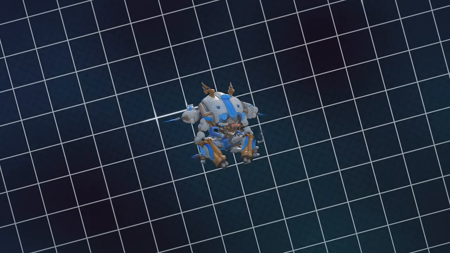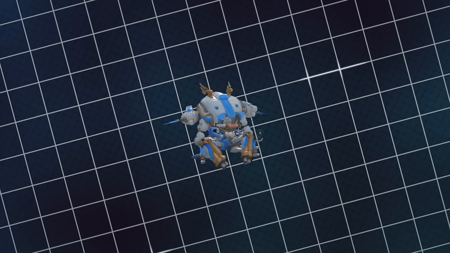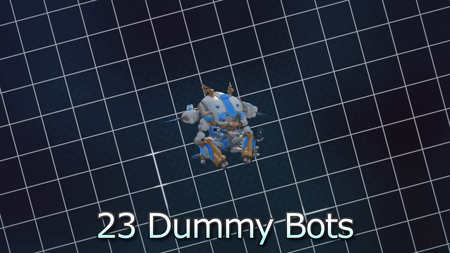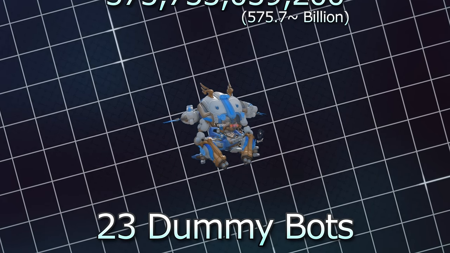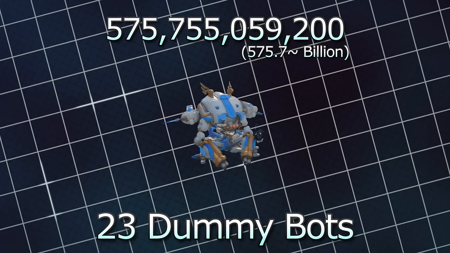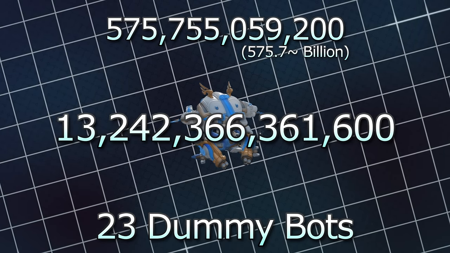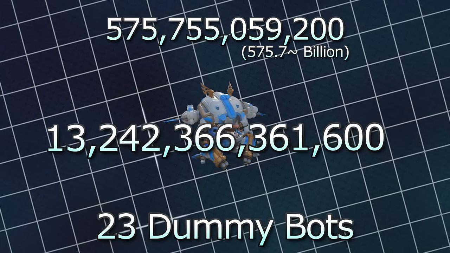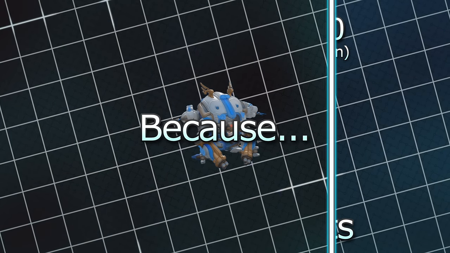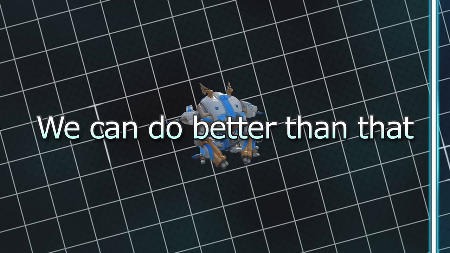Nice. So, a short recap. We are able to have 23 dummy bots at one time, each one of them with 575 billion health. This would mean that our grand total will be around 13 trillion, right? And not really. Because we can do better than that.